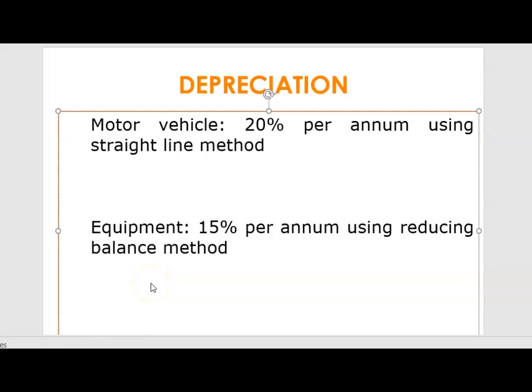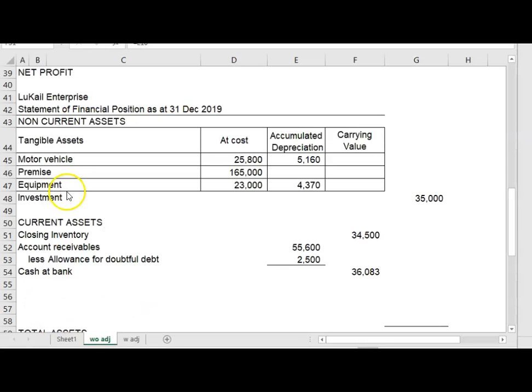You do not need to look at the question again. I mean, you don't need to look at the trial balance anymore. You just go to the answer, the one that you already did, transferring the figures from the trial balance to the statements. Just go directly to your answer. You already put the motor vehicle cost and the accumulated depreciation 5,160. You already put here the value of the cost and the value of accumulated depreciations.